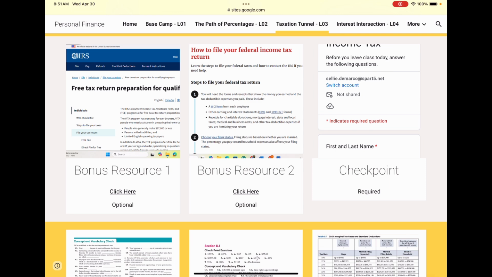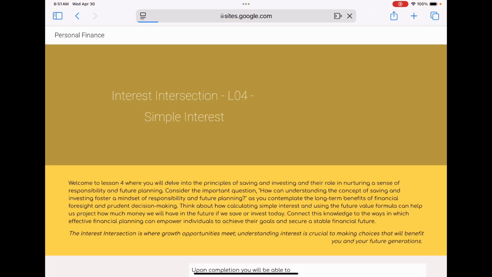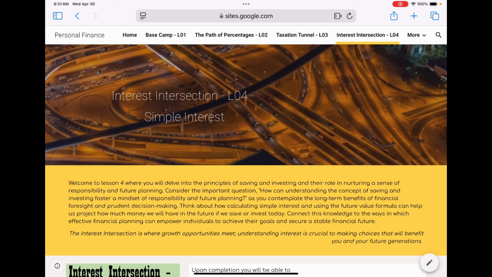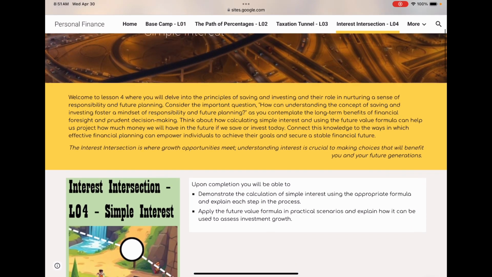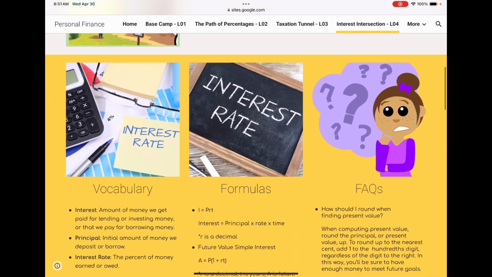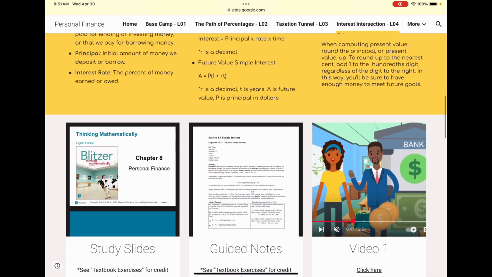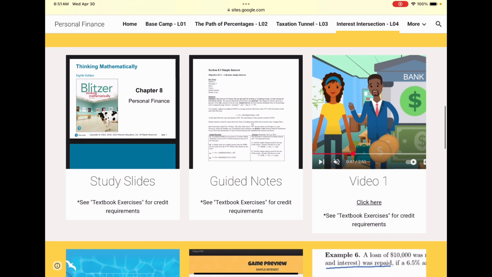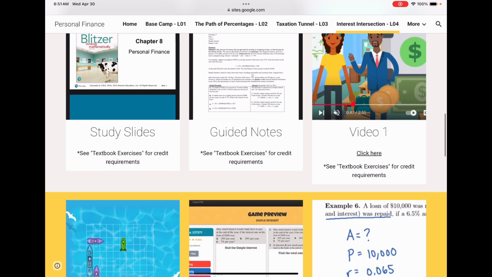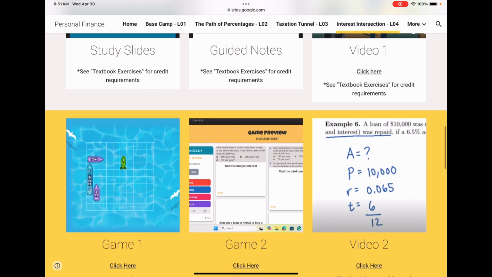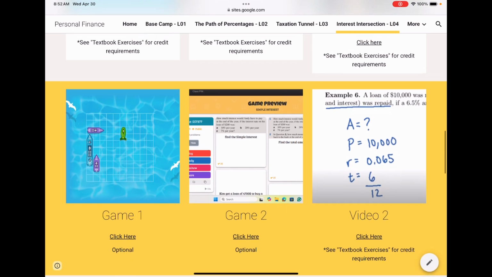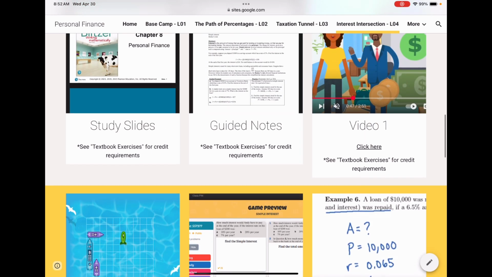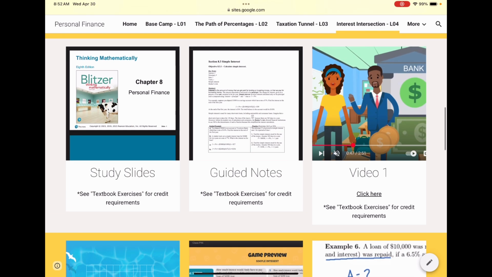For lesson number 4, I'm going to click along the top on this one, and we have Interest Intersection, that is simple interest. As we move on to Interest Intersection, I want to highlight the use of content videos without a quiz. I don't know if you've noticed as I've been scrolling through, but nearly all of the lessons, in addition to the study slides, guided notes, and textbook exercises, have video 1 and video 2. Here you can see that on the far right, video 1 and video 2. What I've been doing is that the students are required to choose at least one.